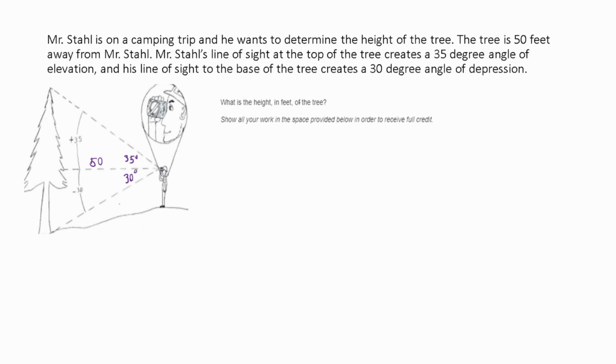And what it wants to know is the height of the tree. Well, our tree's cut into two parts here, right? This line cuts it into two parts, which creates two triangles, right? Something like this.